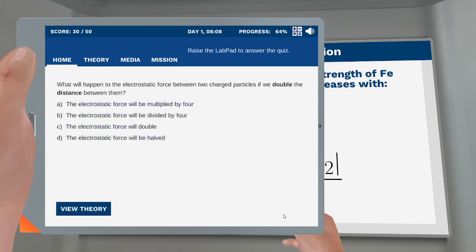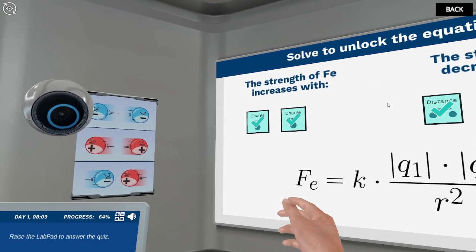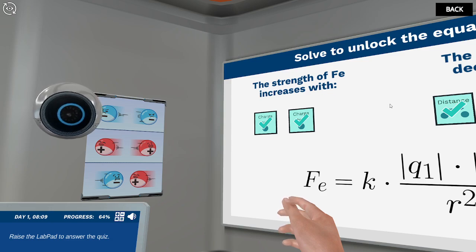What will happen to the electrostatic force between 2 charged particles if we double the distance between them? That's right. Coulomb's law is an inverse square law. That means that, if the distance between the charges is multiplied by some number, the force will be divided by the square of that number.